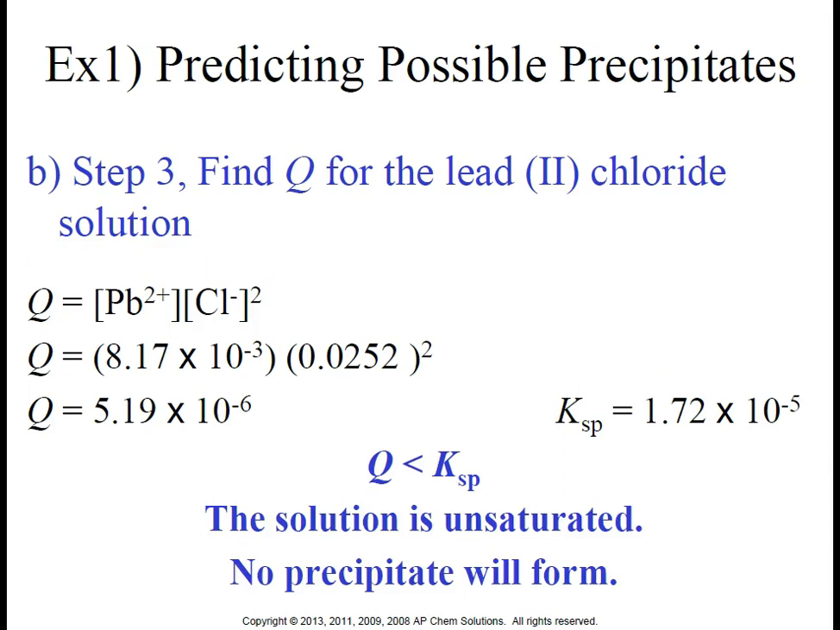So this is the way we work a problem when it asks, will a precipitate form? We've got to find the concentration of both the species that would be involved in the precipitate formation, calculate Q, and then compare that to our K value.